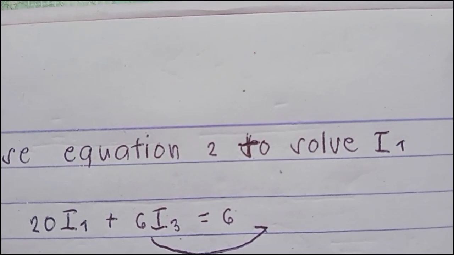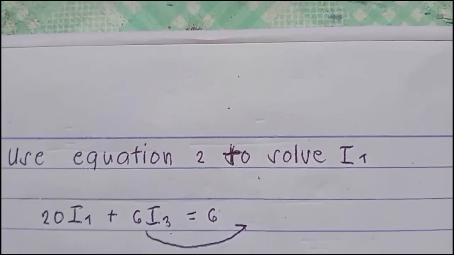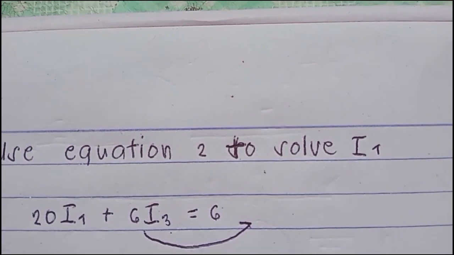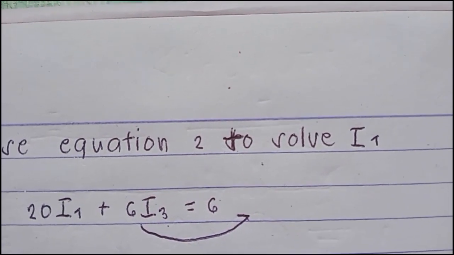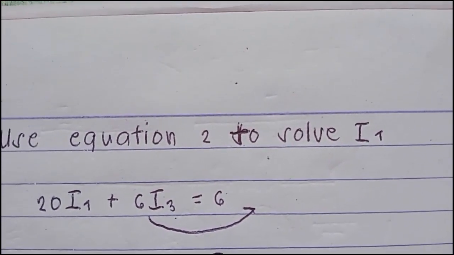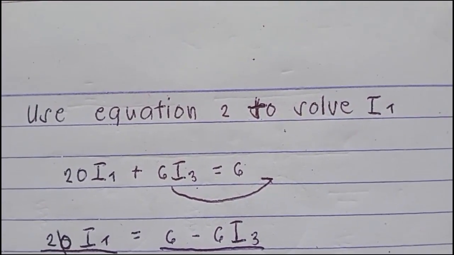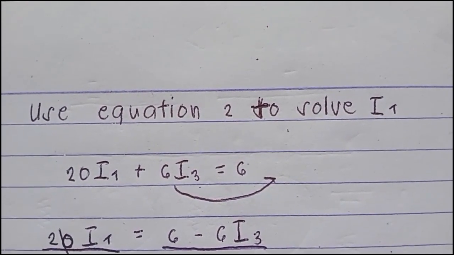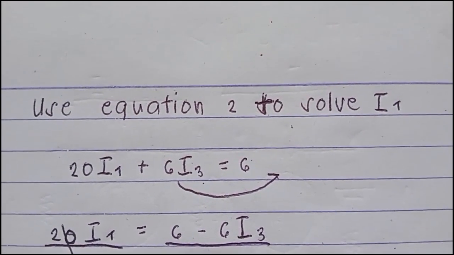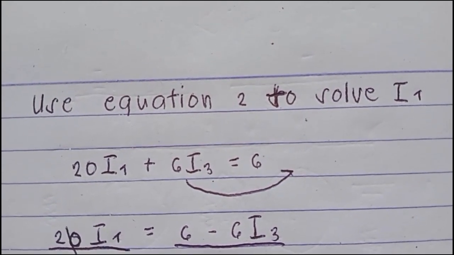Okay, so we need to solve for I1. So we need to come up with an equation that goes something like I1 is equal to something. In order to get that, we must first transpose the 6I3 to the other side of the equation, so that 20I1 will be left alone at the left side of the equation. So here is the outcome: 20I1 is equal to 6 minus 6I3. Since it is positive on the left side, when you transpose it to the right side, it will turn into negative.